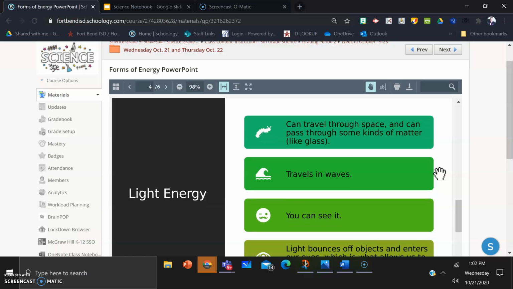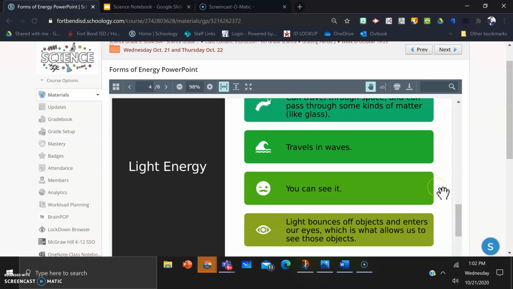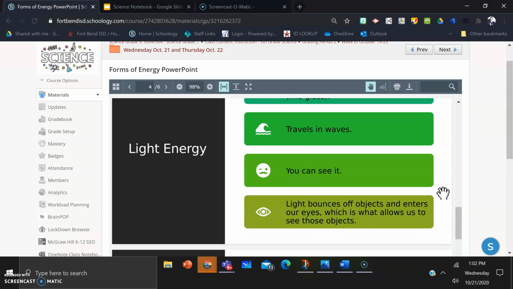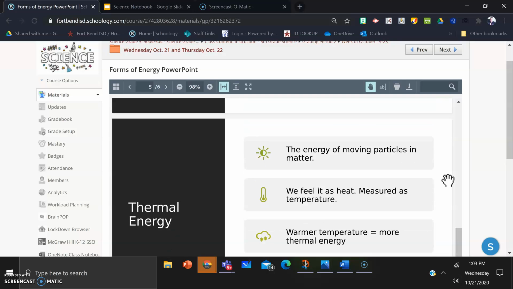Light energy. Light energy can travel through space and can pass through some kinds of matter like glass. It can travel in waves, and you can see it. Light bounces off objects and enters our eyes, which is what allows us to see those objects.